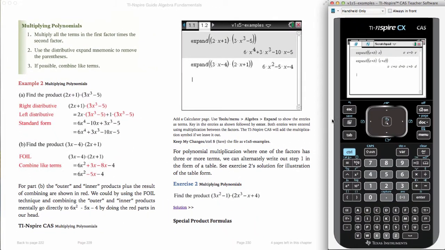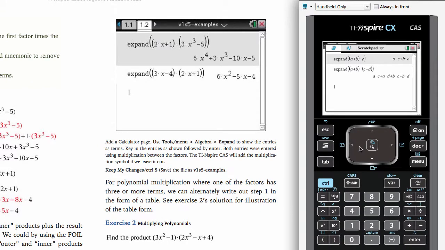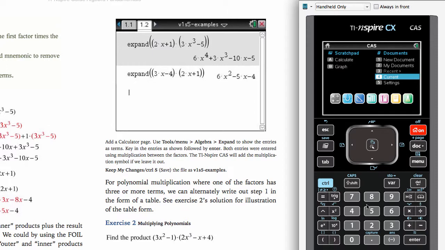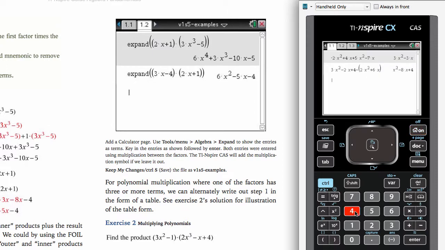Next, go over and look at our calculator. So we'll go to our home screen. Then we'll go to our recent doc. Then we'll move over so we can see this screen. And we can see that when we expand this, we end up with the same answer that we got over here. And when we expand the second one, we end up with the same answer that we got for the B part of our example.